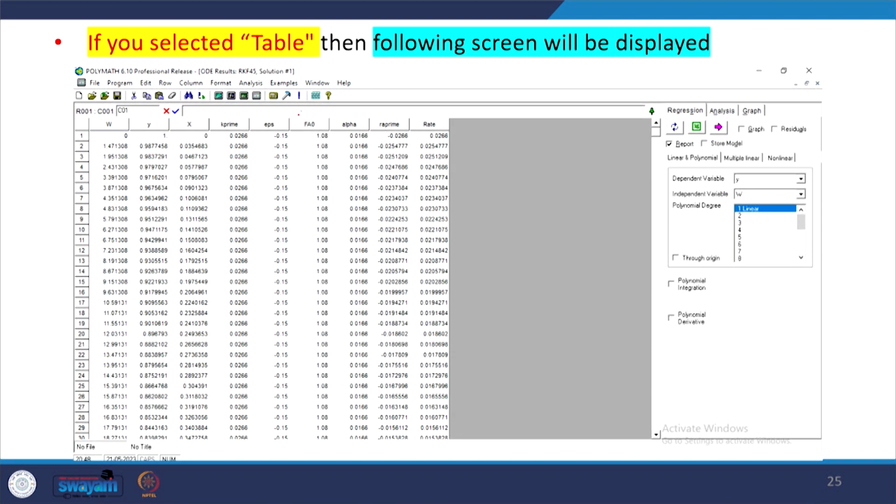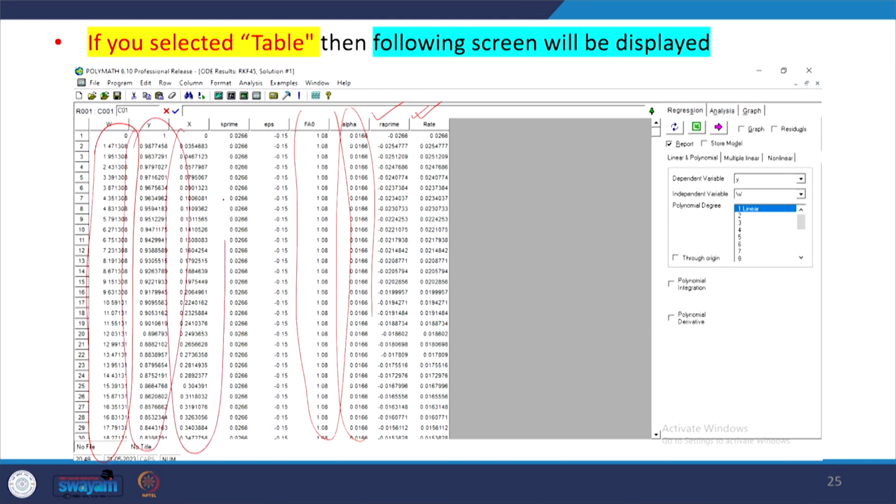So, how FA0 changes, how alpha changes, and how RA prime changes, how the rate changes with the changes of the catalyst. Catalyst weights we have taken from 0 up to 60 pound mass. That way it changes; how y changes you can see in the form of tables, and x also changes. When W equals 0, x equals 0, and then it gradually increases.